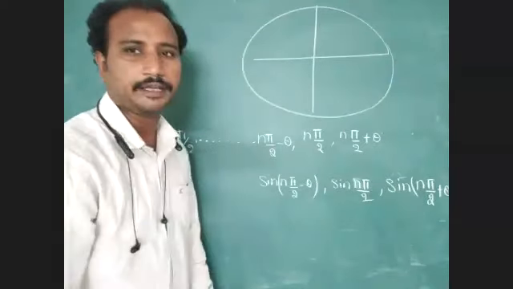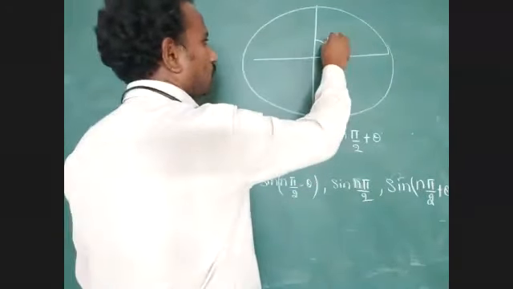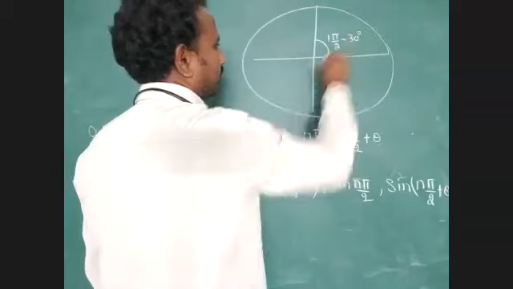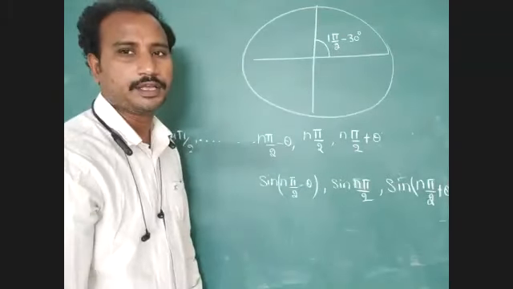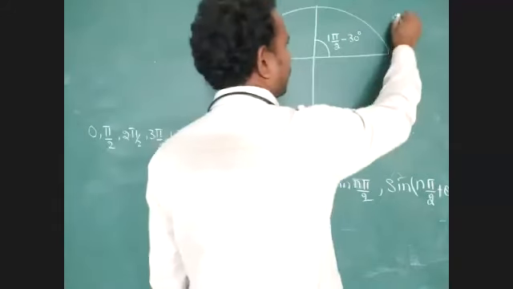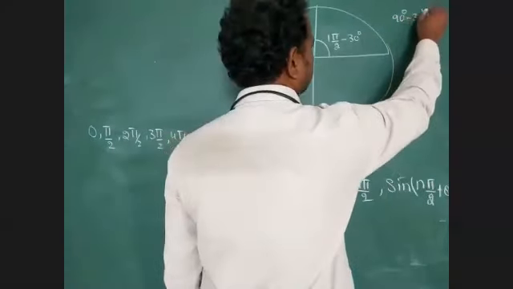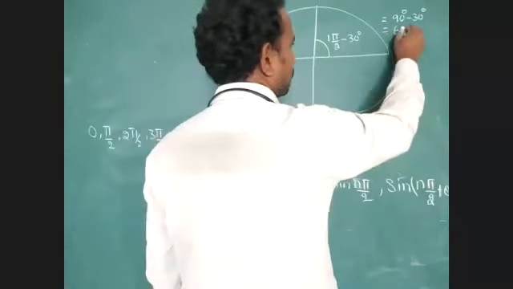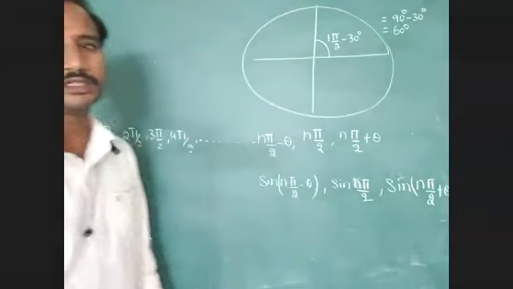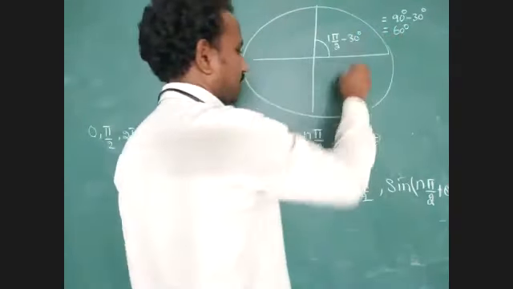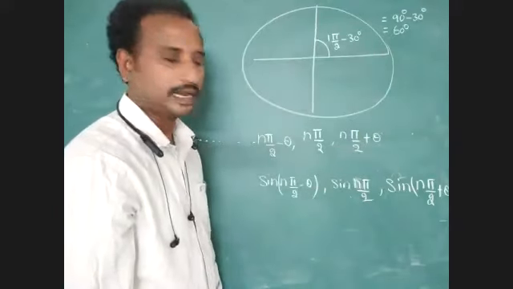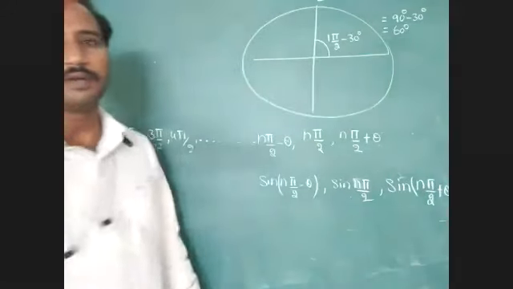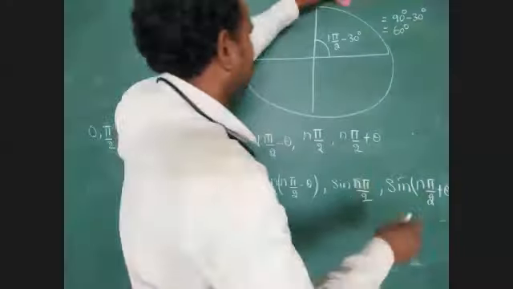One pi by 2 minus 30. What is the angle? 1 pi by 2 is 90, so 90 degree minus 30 degree. Pi by 2 value equals how many degrees? 90 degree. So write 90 degree minus 30 degree, which equals 60 degree. Means 60 degree is less than 90. Understood? Here n pi by 2, how much? 1 pi by 2. N pi by 2 value is 1 pi by 2. Just identify.